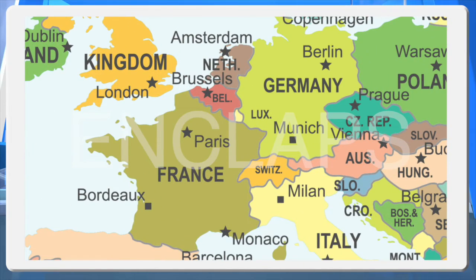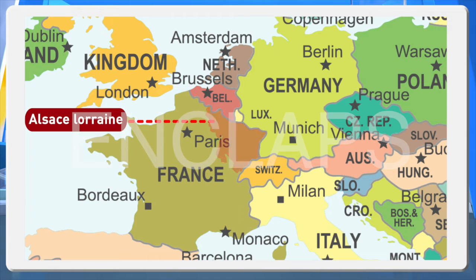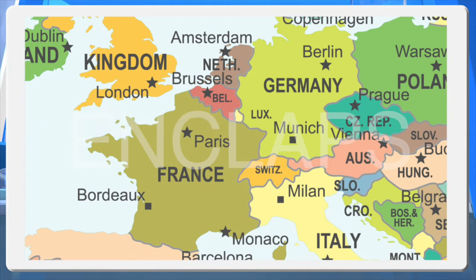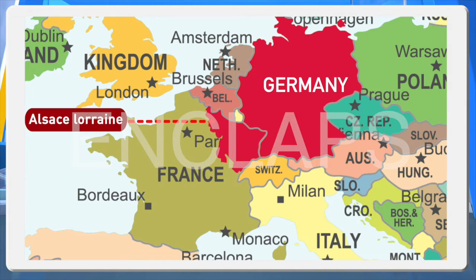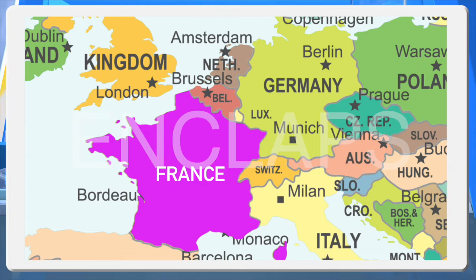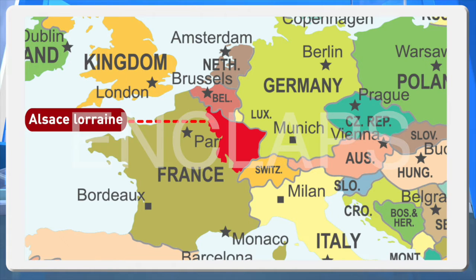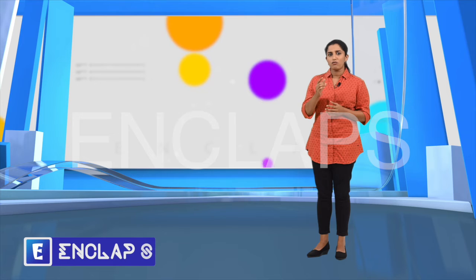The third famous movement is the revenge movement. This movement was under the leadership of France. This is Alsace-Lorraine. It was once the territory of France, but in 1871, Germany occupied this region. So, France started the revenge movement to regain these territories. Back to the reasons that led to the war.